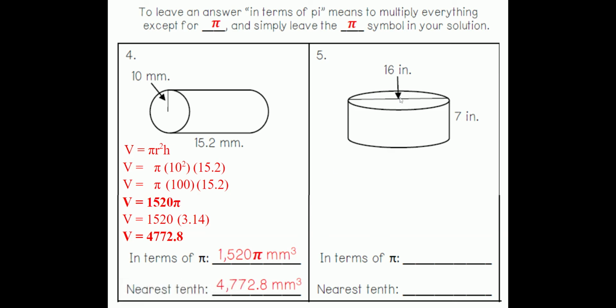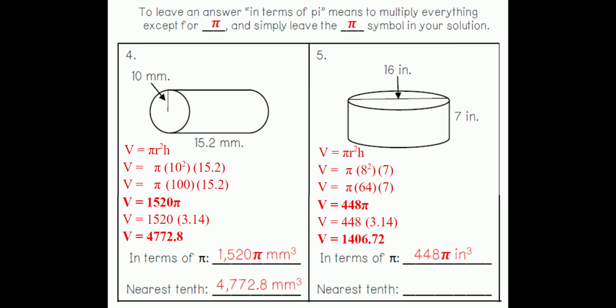Let's try number 5. Go ahead and pause the video if you want to try it yourself. But before you do that, just want to give you a clue. They are giving you the diameter, which is 16, instead of the radius. But let's go through it quickly. V equals pi r squared h. That's our formula. Pi, radius is 8, not 16, times 7. If I square 8, it's 64 times 7. 64 times 7 is 448 pi, which is our first answer. In our second answer, they want us to multiply 448 with 3.14, and that's 1,406.72. And if we round it to the nearest tenth, it's going to be 1,406.7.